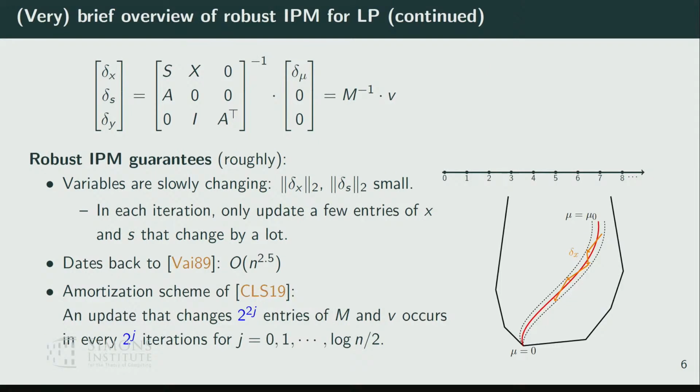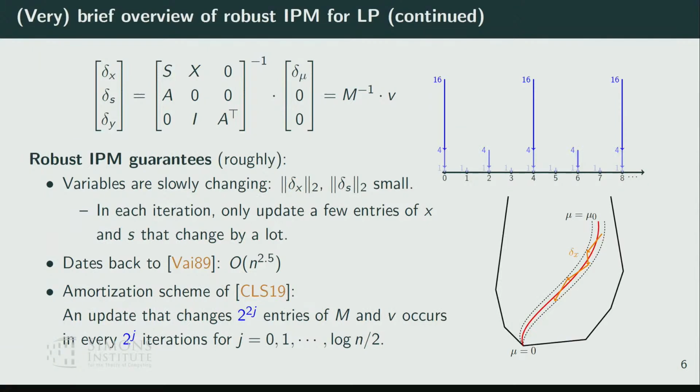But I will say that we can view this amortization scheme as follows. For any j from 0 to log n over 2, why is this log n over 2 here? Because then 2 to the j is just root n, thinking about taking root n iterations. So for every 2 to the j, there will be an update of size 2 to the 2j in every 2 to the j iterations. Let me show you in this diagram. For j equals 0, that means in every single iteration, we will receive an update that changes one element. For j equals 1, it means in every 2 iterations, we will receive an update of size 4. For j equals 2, it means in every 4 iterations, we will receive an update of size 16, and so on and so forth.